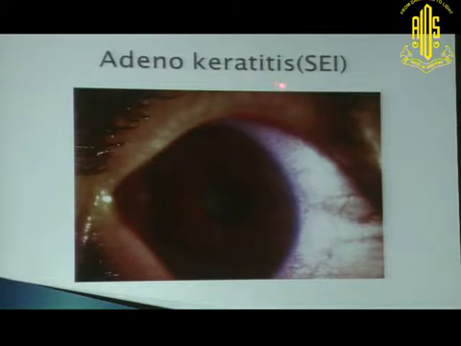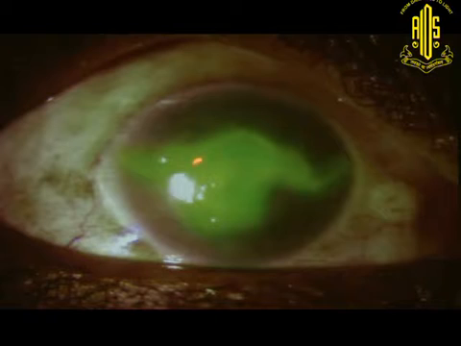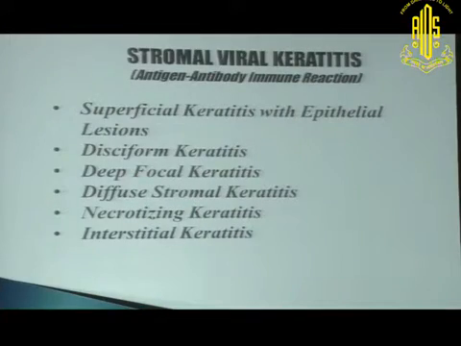An important thing to differentiate is adenokeratitis. Very often this is confused with herpetic keratitis, but it is a completely different entity where you get multiple subepithelial infiltrates in post-viral conjunctivitis. The other forms of epithelial keratitis besides dendritic keratitis may be a geographical or amoeboid ulcer, where we get broad areas of epithelial ulceration, or it may be a marginal keratitis or an indolent epithelial ulcer. This is how a typical amoeboid ulcer looks, with a large central defect, a hydra kind of presentation.